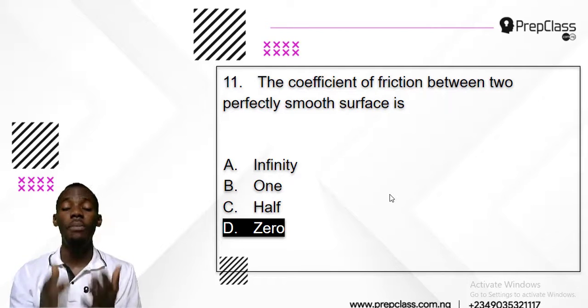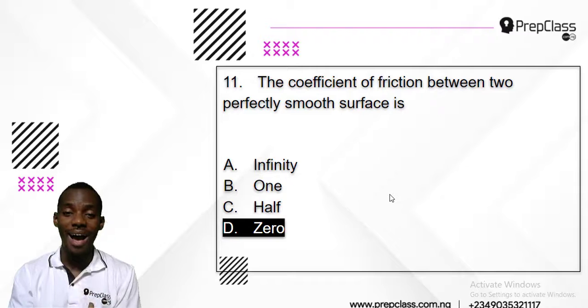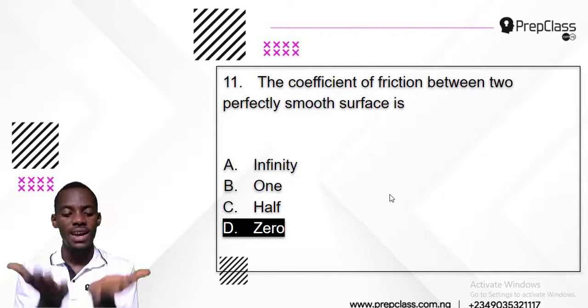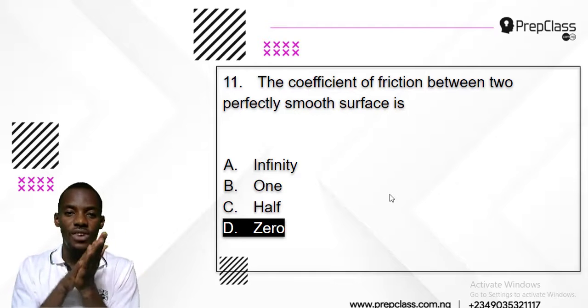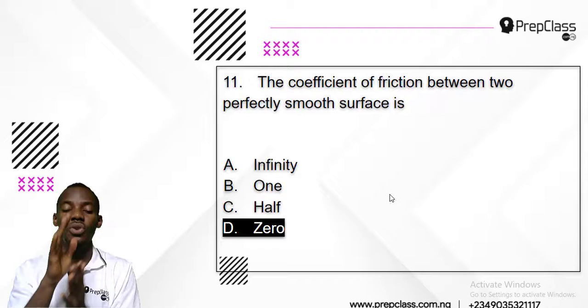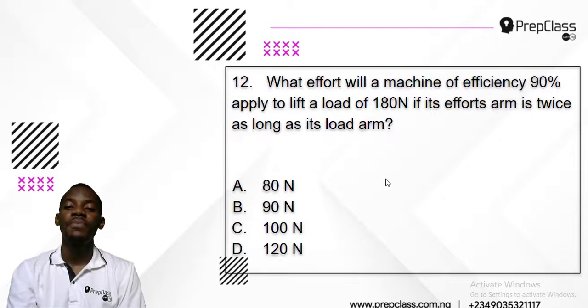Friction can only occur between surfaces that are not smooth, as in there will be opposition. Like between my two hands, they are not very smooth, so there can be frictional force. But between surfaces that are smooth, there is 0 friction. So that's just it. Let's take number 12.